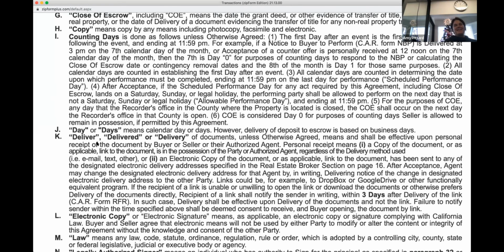Day or days means calendar day or days. However, delivery of deposit to escrow is based on business days. So there's always a however.